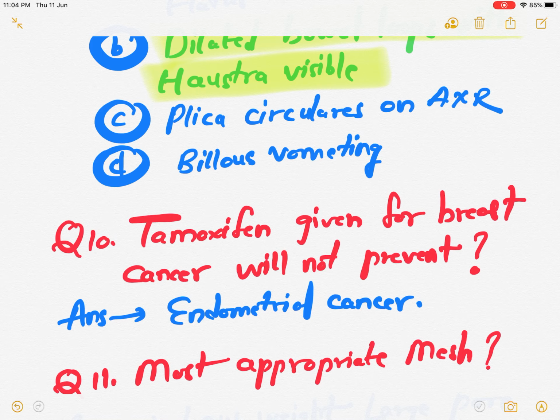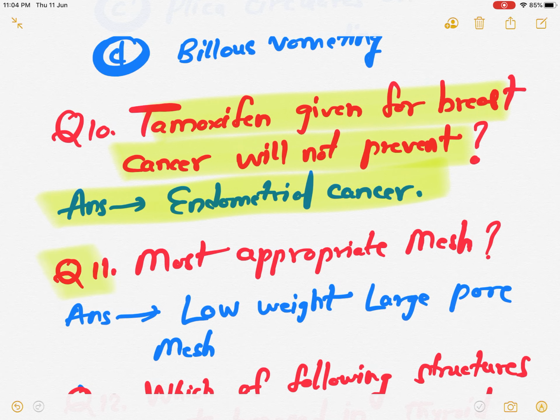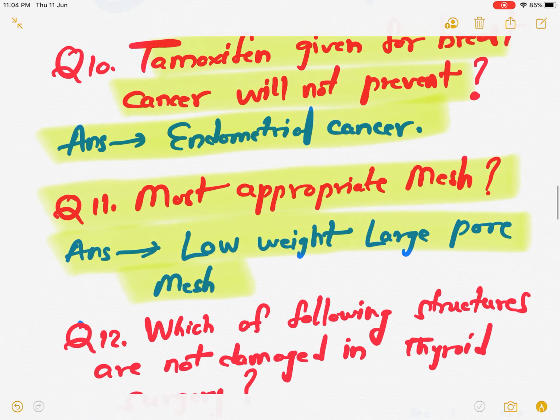Next question is, tamoxifen given for breast cancer will not prevent. The answer is endometrial cancer. Most appropriate mesh is, answer is low weight large pore mesh.